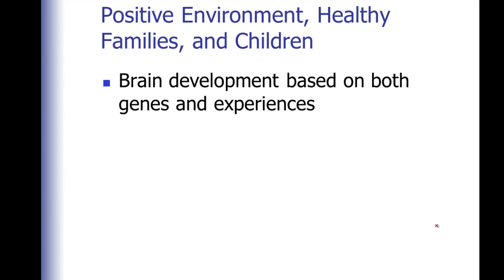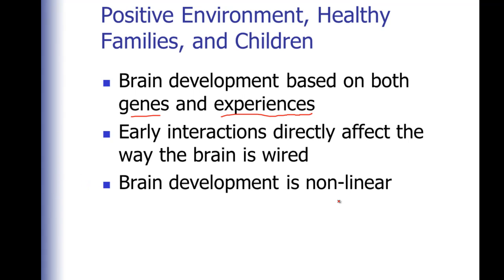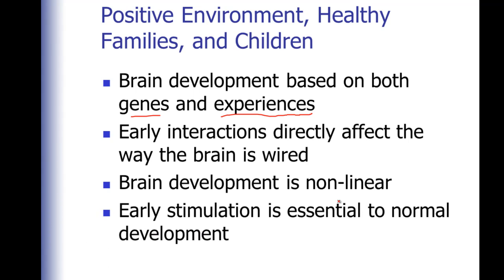And this positive environment for healthy families and children supports brain development based on both genes and experience. Interactions directly affect the way the brain is wired. So remember this, it's genes and experience, because they're finding identical twins can still experience the world differently. I think it flies in the face of cloning. If we clone LeBron James, we don't have another one. It's still a connection of genes and experience. And these early interactions directly affect the way that brain is wired. Non-linear brain, the early stimulation. A child isn't only held, it's being interacted with.